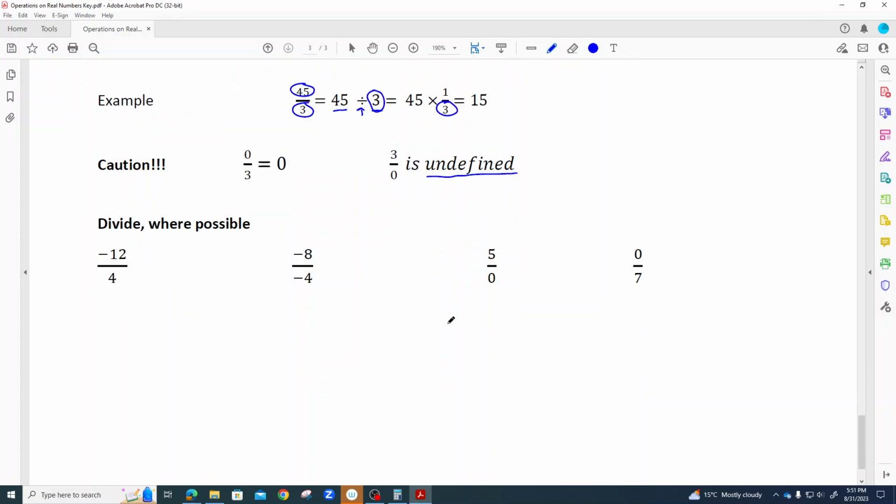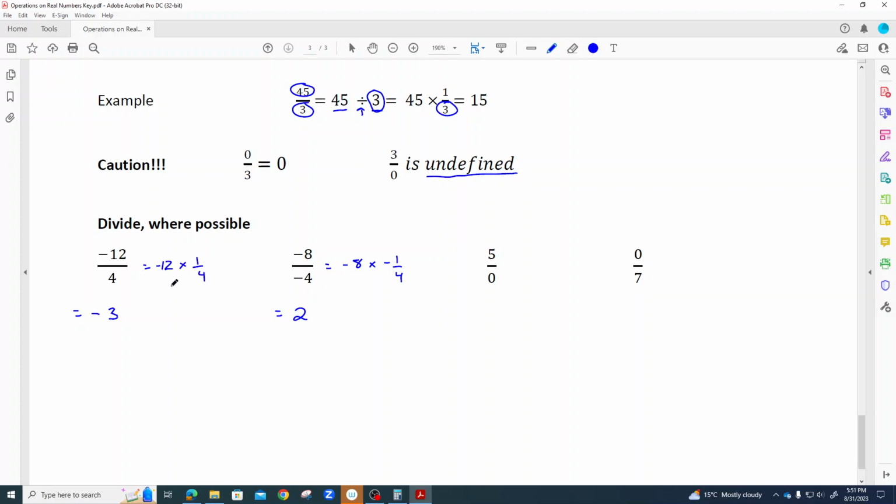But let's look at the questions you'll be asked. You'll be asked something like negative 12 divided by 4. Well, that is a negative divided by a positive, which is a negative, and 12 divided by 4 is 3. For this one, I have a negative divided by a negative, so it'll be a positive answer, and 8 divided by 4 is 2. I should also point out this would be the same as negative 8 times negative a quarter, right? And this would be the same as negative 12 times a quarter.